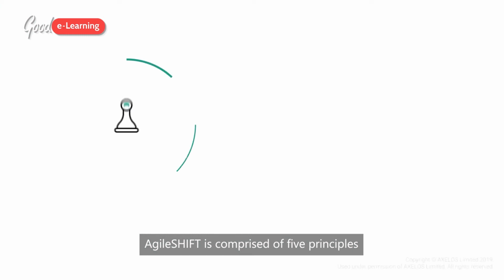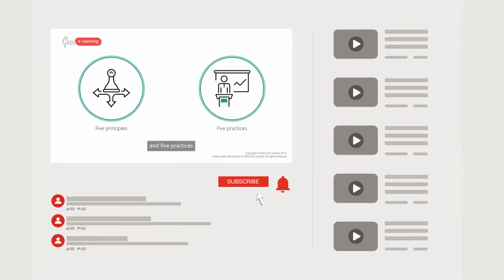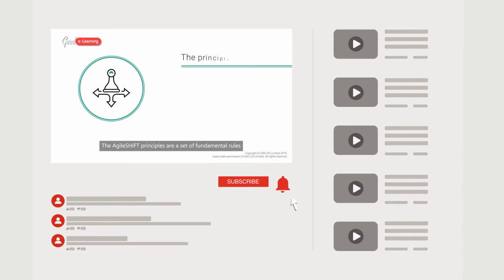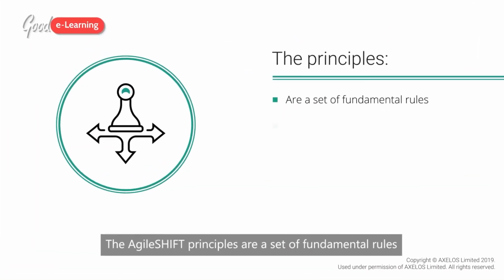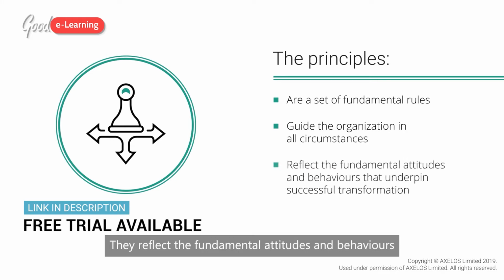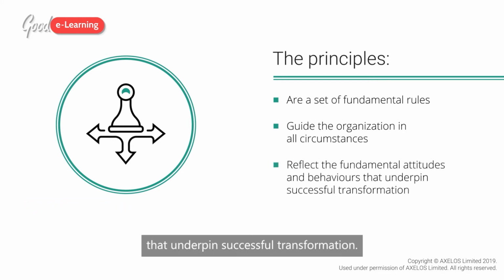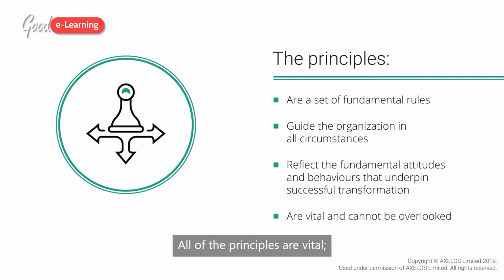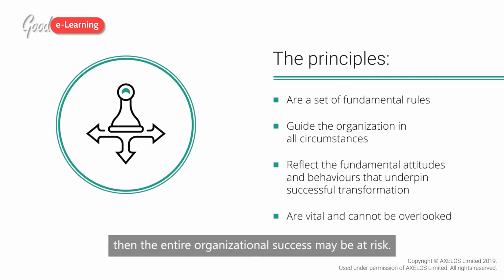AgileSHIFT is comprised of 5 principles and 5 practices that apply to the entire organization. The AgileSHIFT Principles are a set of fundamental rules that guide the organization in all circumstances. They reflect the fundamental attitudes and behaviours that underpin successful transformation. All of the principles are vital. If any of them are overlooked, then the entire organizational success may be at risk.